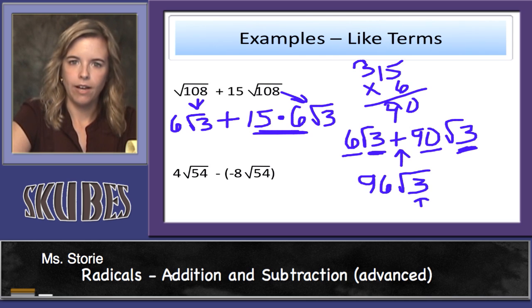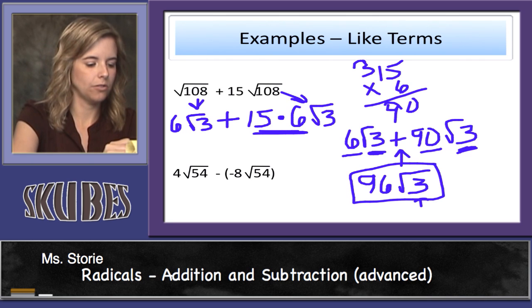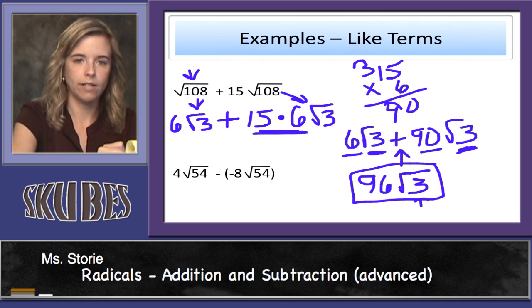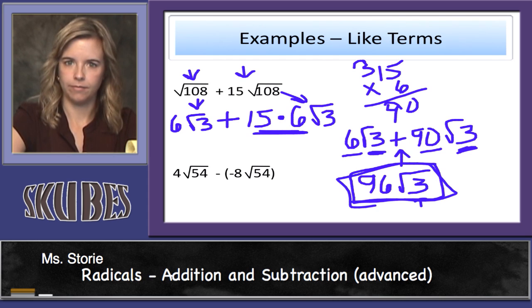Is the radicand fully simplified? Yep. This would be our final answer then. That answers the question, what is radical 108 plus 15 radical 108? It's going to be 96 radical 3.